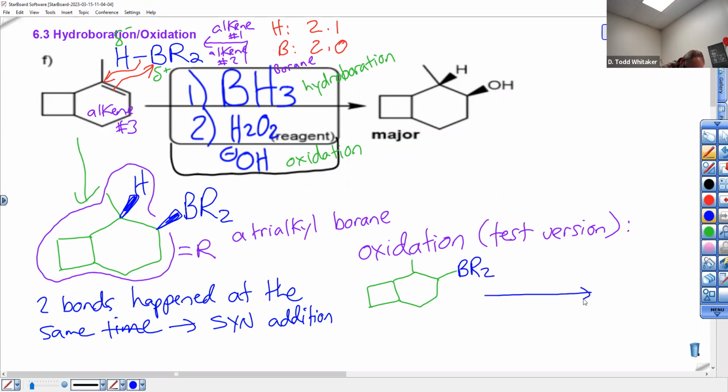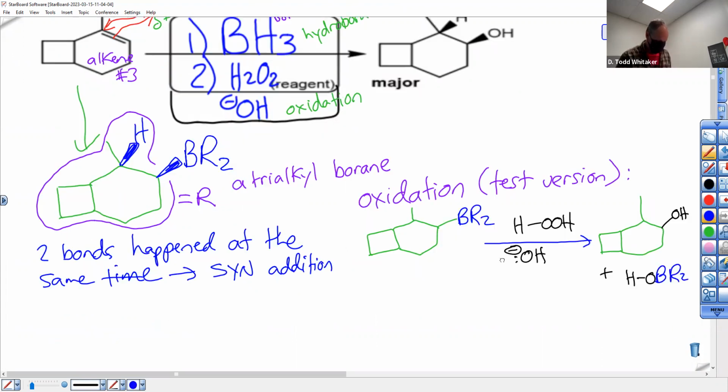And we'll have in black, you're going to get this. And an OH plus HO. There we go. We're going to do that mechanism.